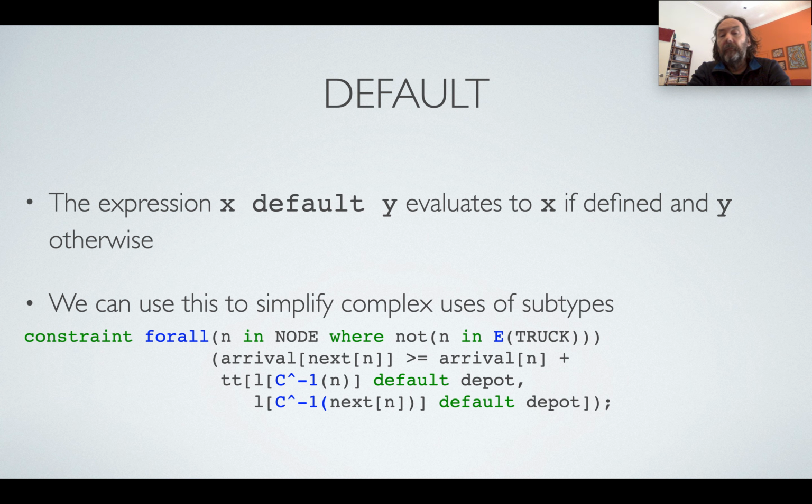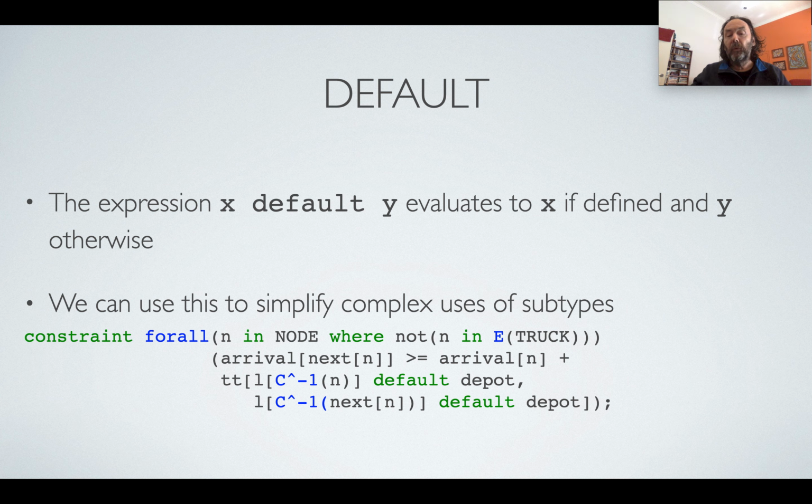And you see this kind of complex expression fairly often, so we've added a new built-in to MiniZinc, this default expression. So x default y evaluates to x if x is defined and y otherwise. And we can use this to simplify these complex uses of subtypes. So you can see the same travel time expression now: we just look up L of c to the -1 of n. If that is defined, so if n is a customer node, then it'll give back the location as usual. But if it's undefined, then we just replace it by depot. And similarly for the location of next of n.